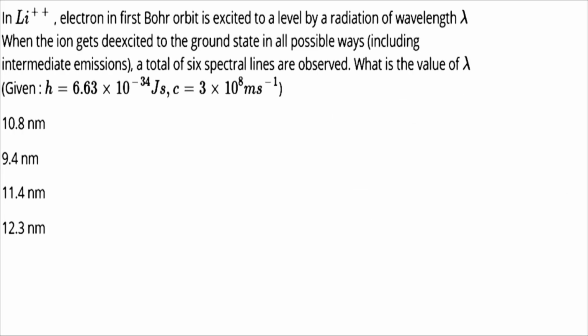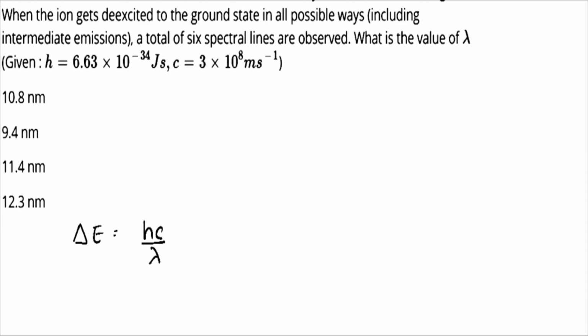Hello, we are given a question. The question says: in a lithium plus ion, the electron in the first Bohr orbit is excited to a level by a radiation of wavelength lambda. When the ion gets de-excited to the ground state in all possible ways, including intermediate emissions, a total of 6 spectral lines are observed. What is the value of lambda here? So delta E is equal to hc by lambda. That is the energy needed.